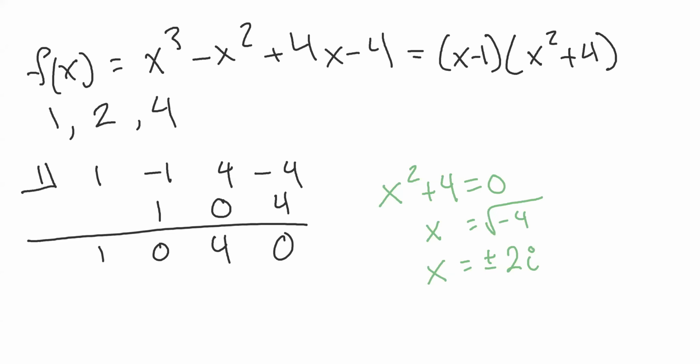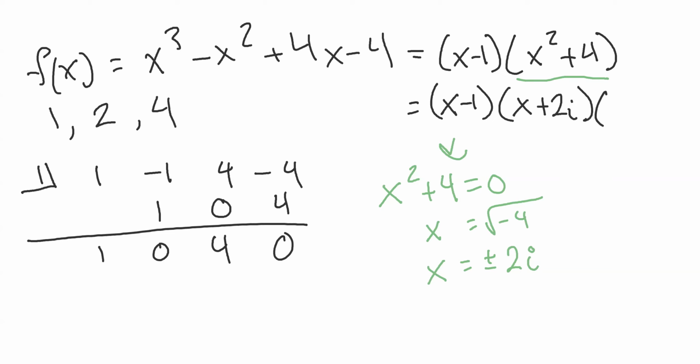Excuse me, x is not positive or negative 2. x is positive or negative 2i. Because if we take this x squared plus 4 and set it equal to 0 down here, and we try to solve for x, we see we end up taking the square root of a negative number. So x is plus or minus 2 times the square root of -1, which is 2i. So our polynomial factors to x minus 1 times x plus 2i times x minus 2i.